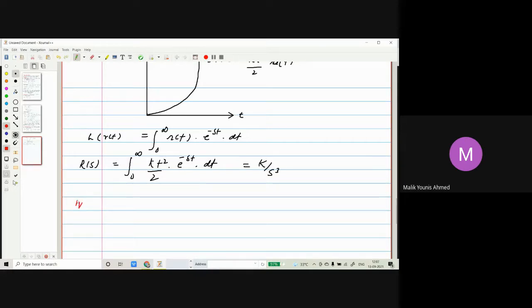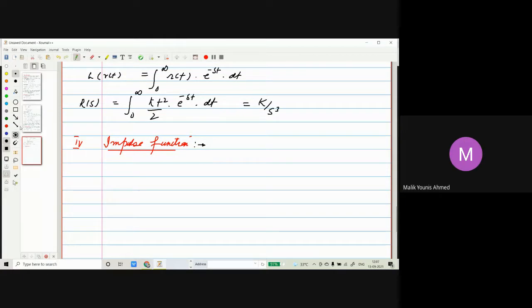Fourth function is the impulse function. I have also explained the impulse function in detail in network analysis. So we can draw the impulse function graph.